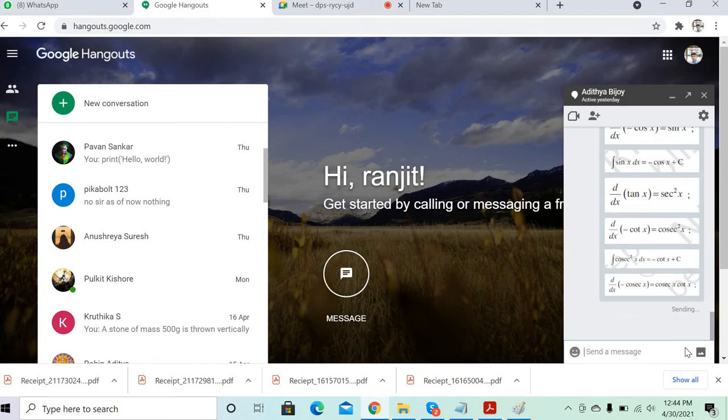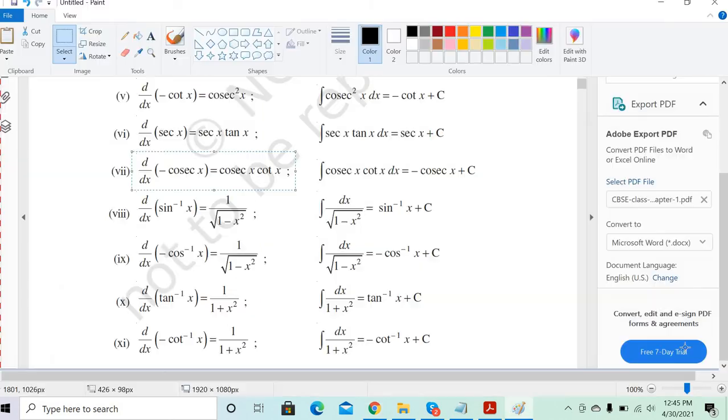Now let's go to this part. What is the integration of cosec x cot x? The differentiation of cosec x is minus cosec x cot x. So if we do minus cosec x, then it will become cosec x cot x. Whenever the integration of these two terms together, cosec x cot x, comes, we can directly put minus cosec x as the answer. Understood? It's a little confusing because everything is in reverse now.